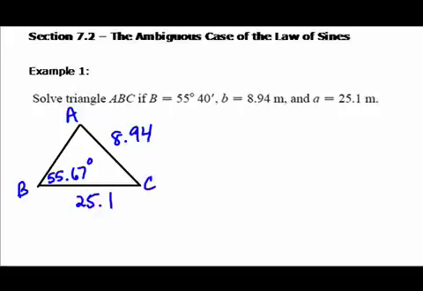All right. Anything weird happen? Negative. What's negative on that one? First, let's see if we have our triangle labeled correctly. We changed 55 degrees, 40 minutes into 55.67 degrees. Side B, 8.94. Side A, 25.1. So if we dive right into this problem using the law of sines, you would have to try to figure out angle A first, right?